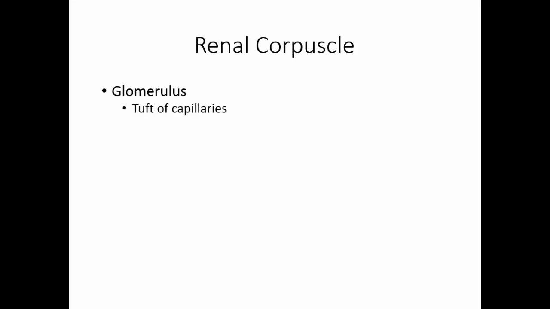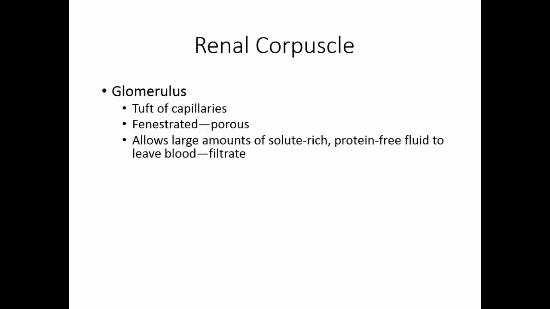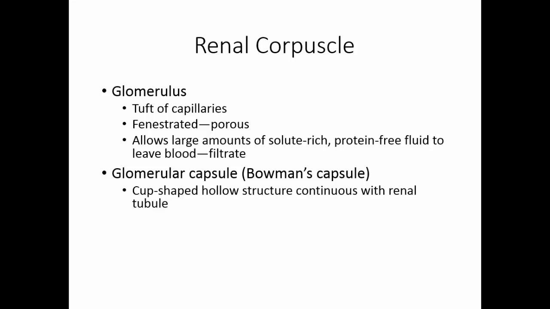The glomerulus is a tuft of capillaries. These are fenestrated capillaries, so they're very porous. They can allow large amounts of solute-rich, protein-free fluid to leave the blood. We call this fluid the filtrate. The glomerular capsule, or Bowman's capsule, is a cup-shaped hollow structure that's continuous with the renal tubule. It's going to be around the glomerulus and capture the filtrate.